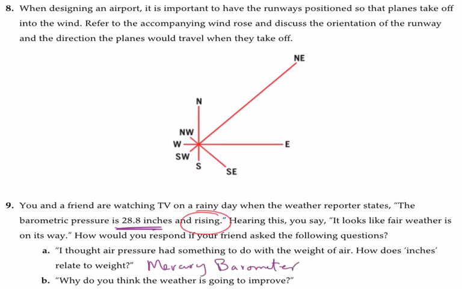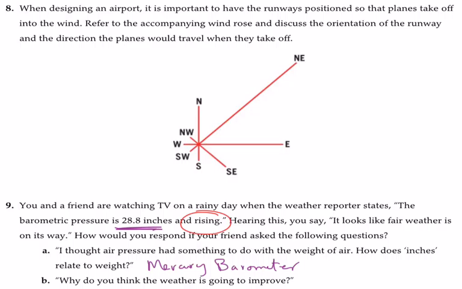Oh, it's a wind rose. So 8 looks like this at the top there. It says you're designing an airport and the airplanes need to take off into the wind. I'll just let you guys answer this. But based upon this wind rose, what direction is the wind most likely blowing from? Northeast. Northeast, I agree. So with that in mind, answer the question.